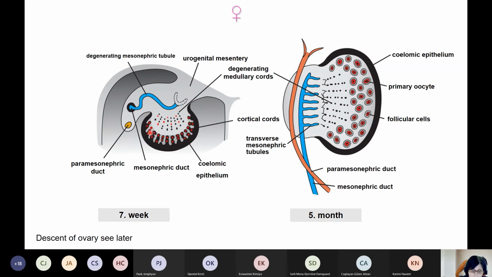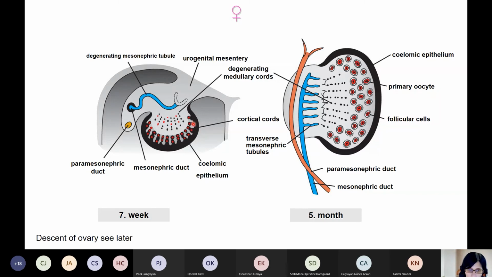These are secondary or cortical cords, characteristic only for the ovary. Such secondary or cortical cords do not exist in the male gonad, in the testis, only here. This does not lose the connection with the surface, and it will be on the rim or close to the rim of the ovary. So here we see them.